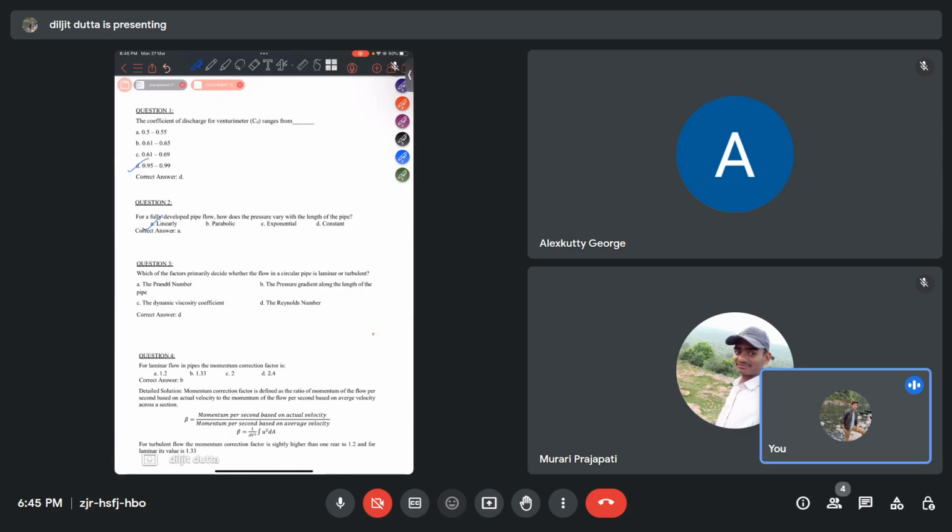Which of the following factors decide whether the flow in a circular pipe is laminar or turbulent? So it is the Reynolds number. If Re is less than 2000, it is laminar, and if Re is greater than 4000, it is turbulent. This also we have seen while we were studying laminar flow and turbulent flow.